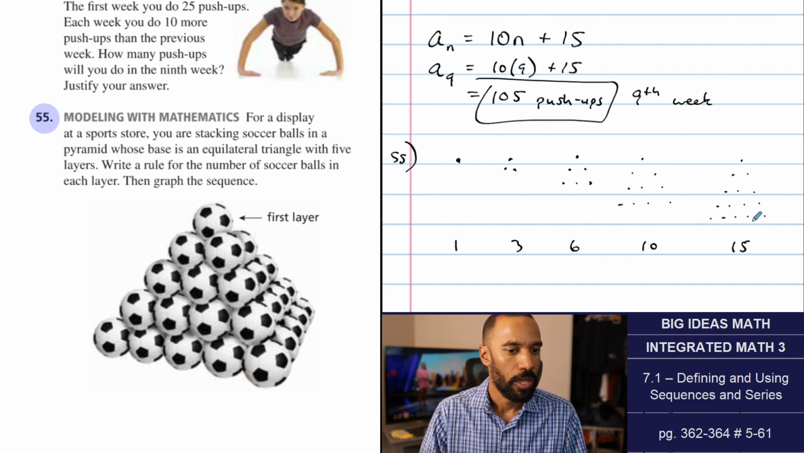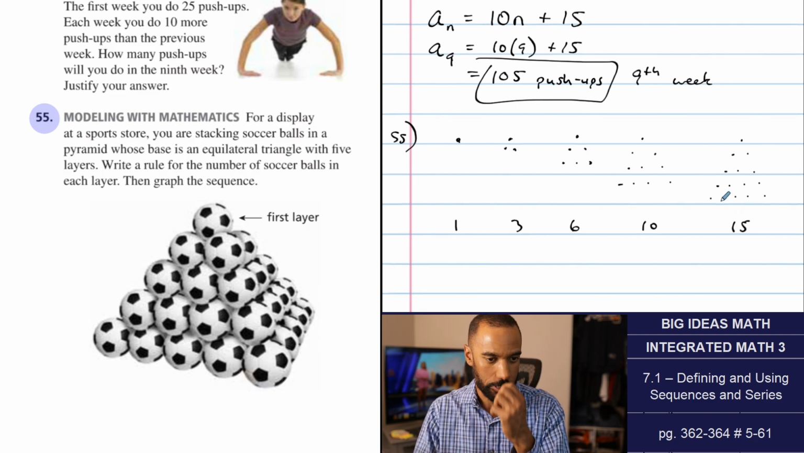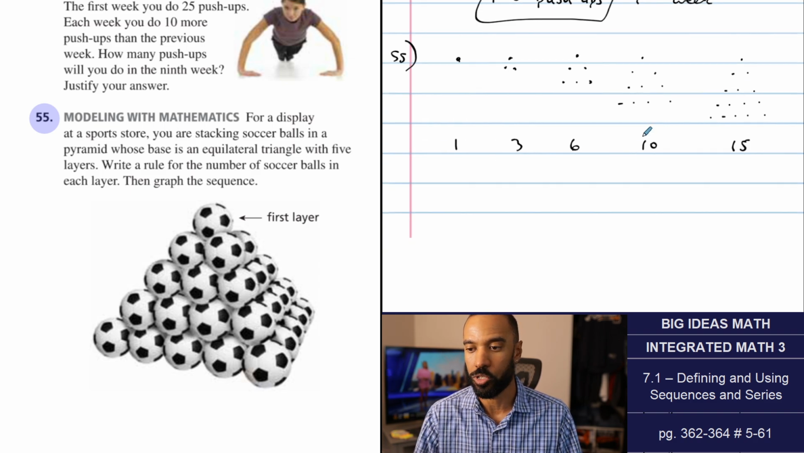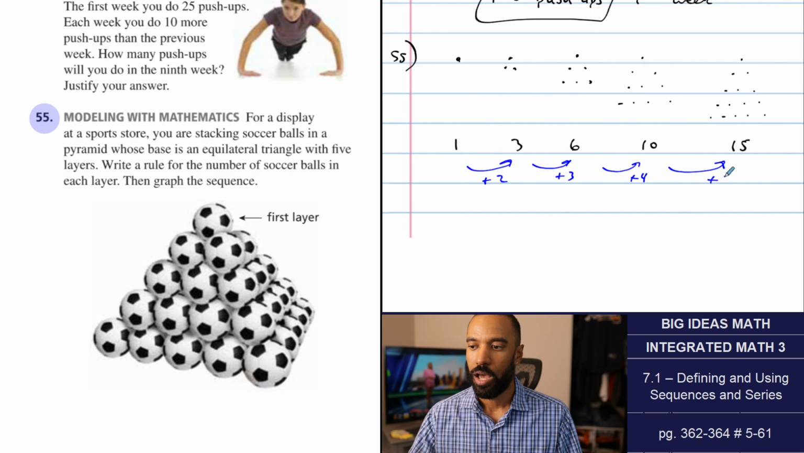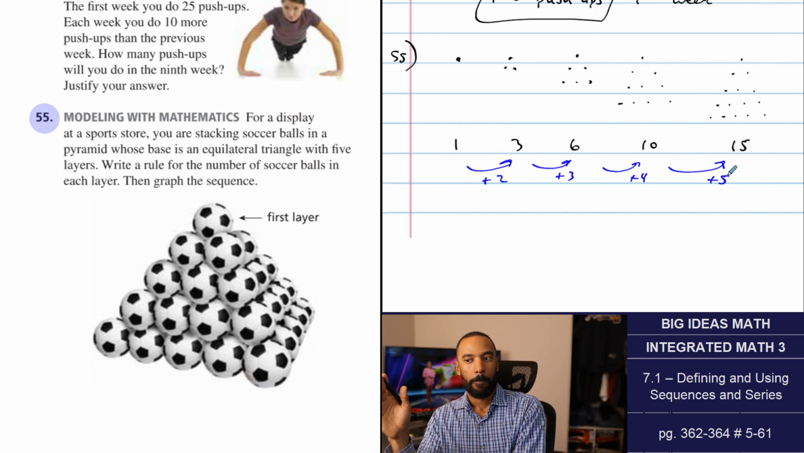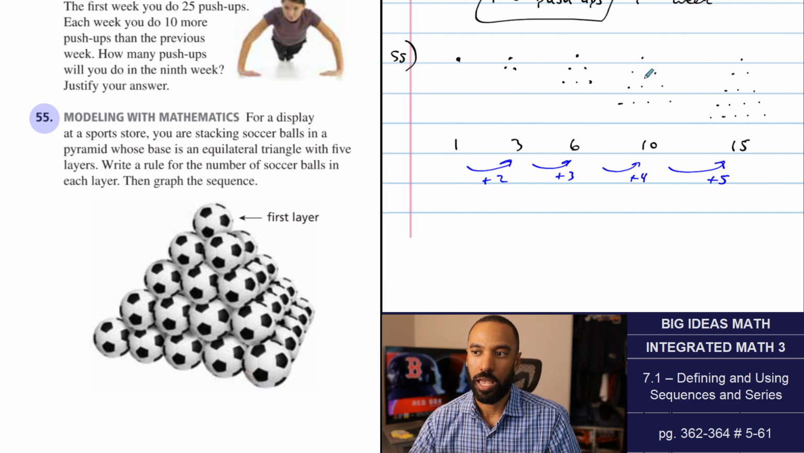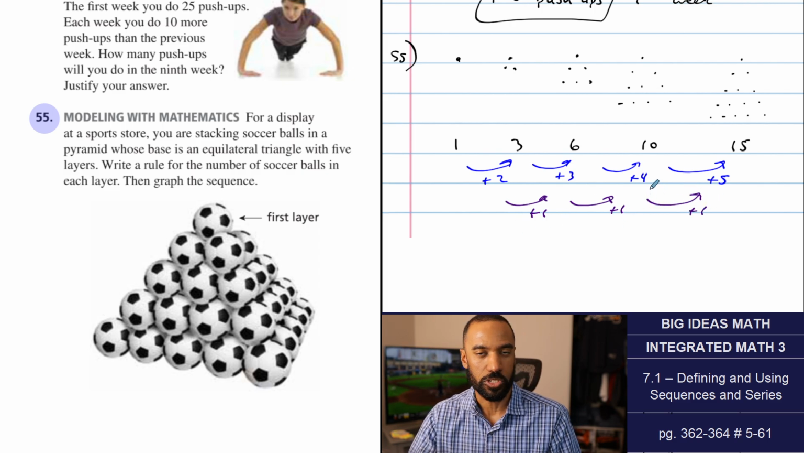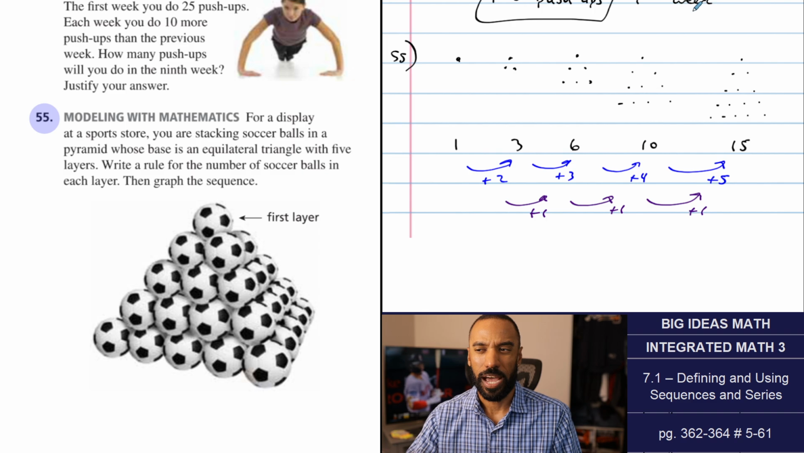What are they asking? Write a rule for the number of soccer balls in each layer. Okay. Well, this isn't the rule, but this is the number of soccer balls, right? So this one here, we're adding 2, then 3, then 4, then 5, clearly. So it's a special case. And it's a quadratic special case because the second difference is constant.